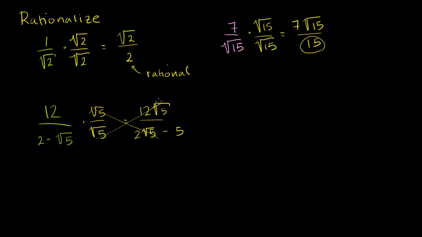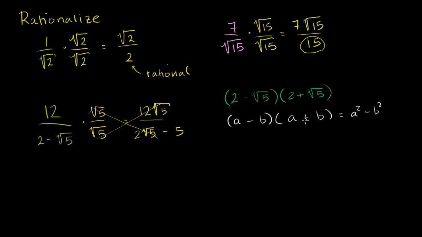So let's just take a little side here. We learned a long time ago, well, not that long ago, that if you had 2 minus the square root of 5, and you multiply that by 2 plus the square root of 5, what will this get you? You might remember, and if you don't recognize this immediately, this is the exact same pattern as a minus b times a plus b, which we've seen several videos ago, is a squared minus b squared. A little bit of a review. This is a times a, which is a squared.